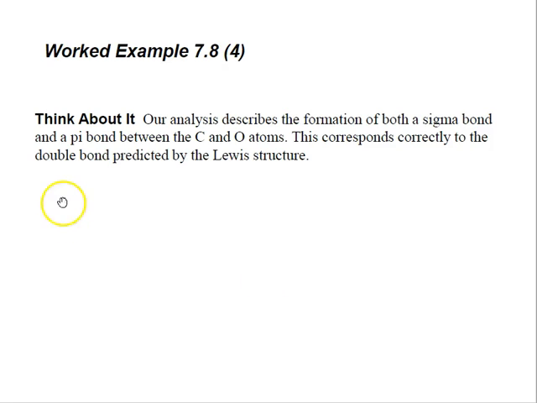One thing just to take home about this is our analysis describes the formation of both a sigma bond and a pi bond between the carbon and oxygen atoms. It corresponds correctly to the double bond predicted by our Lewis structure.